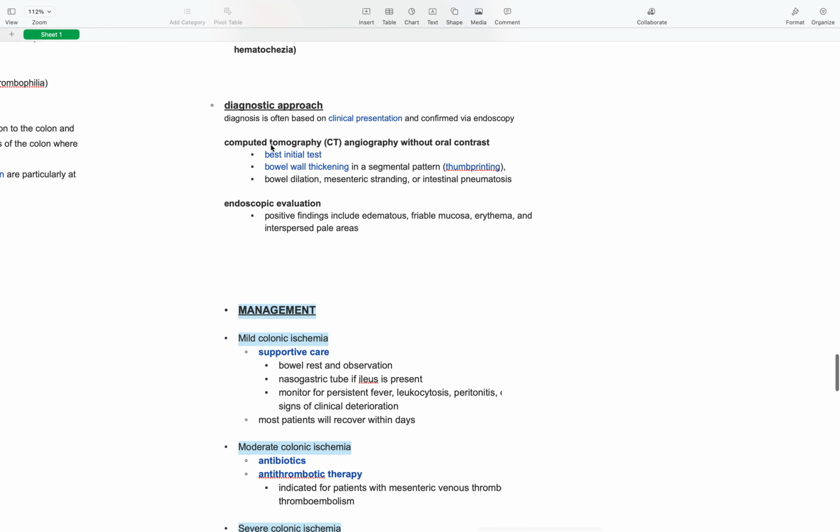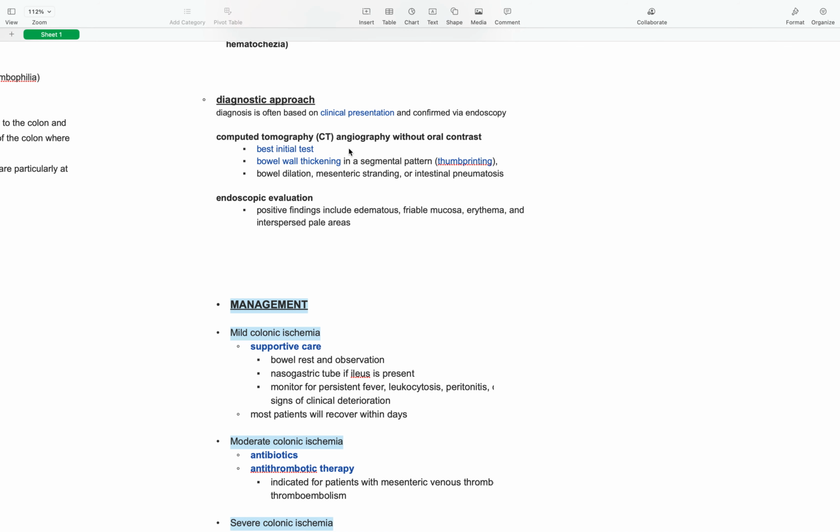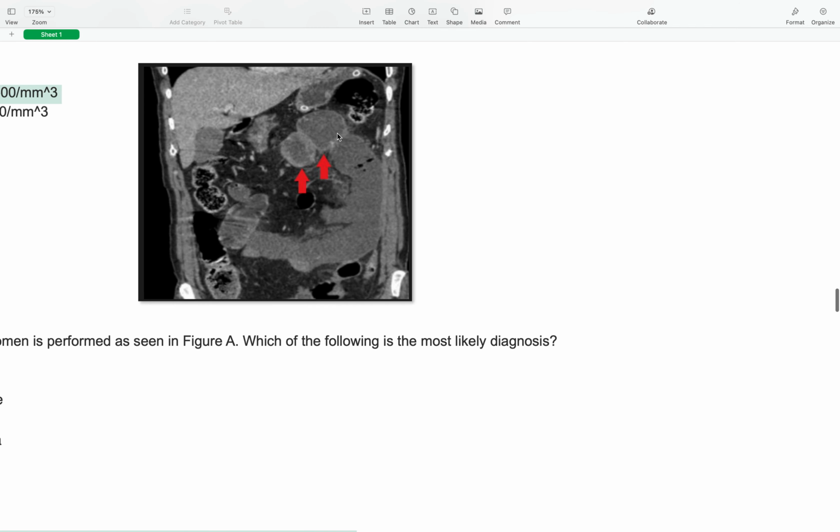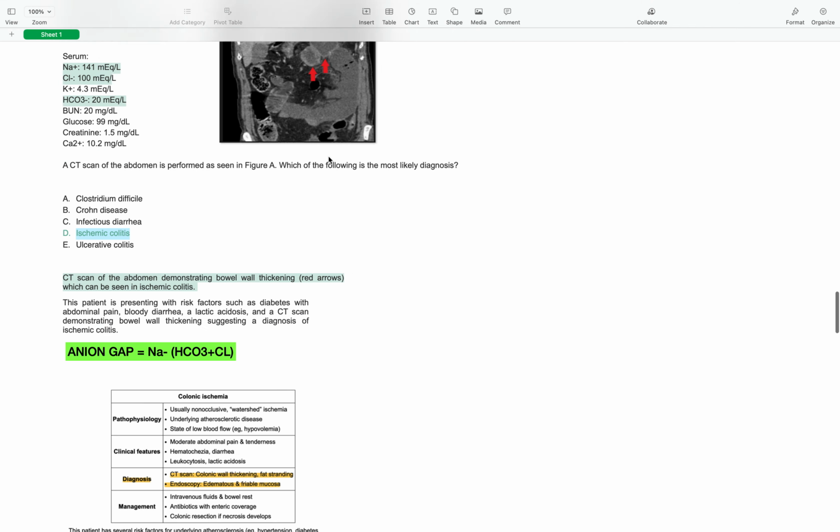Diagnostic approach: definitely the clinical presentation and history, and you confirm via endoscopy. This is very high yield. How do you confirm it? Via endoscopy. You do a CT scan, which will show bowel wall thickening in a segmental pattern, a thumbprinting pattern. These are buzzwords for the examination. Bowel dilation, mesenteric stranding, or intestinal pneumatosis. This is how bowel wall thickening presents.